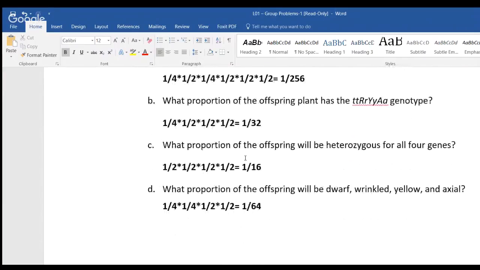For question D, part D, it's just like part A. We're looking for the phenotypes. We remember that we're going to have to include all of the traits.